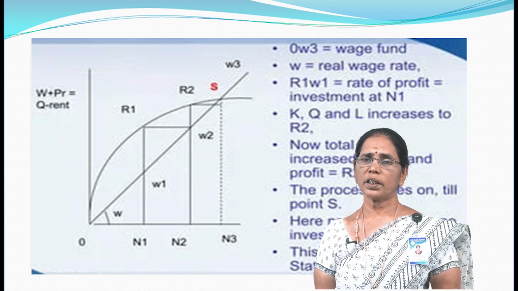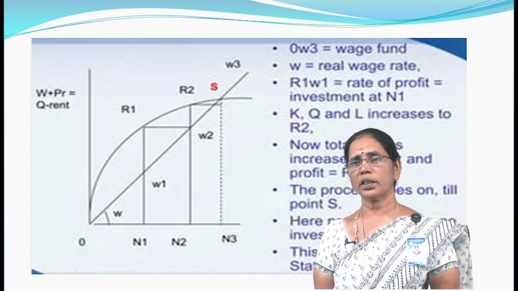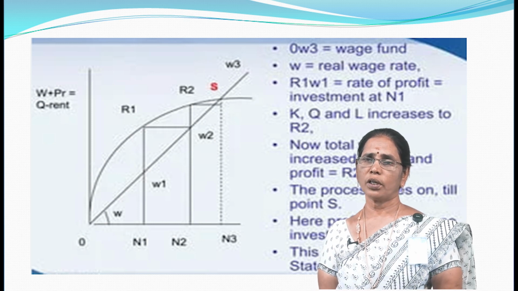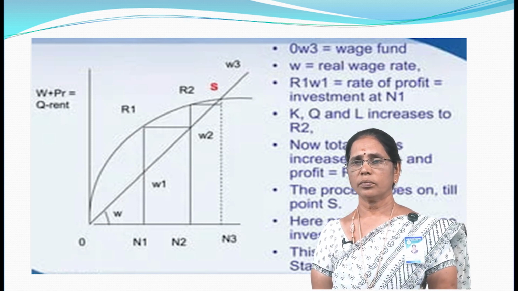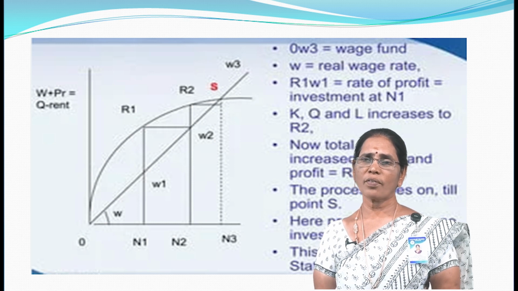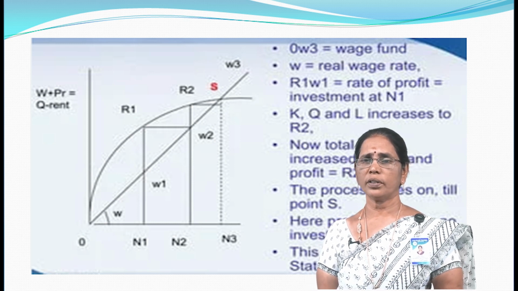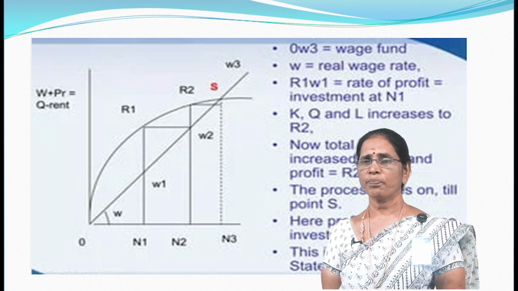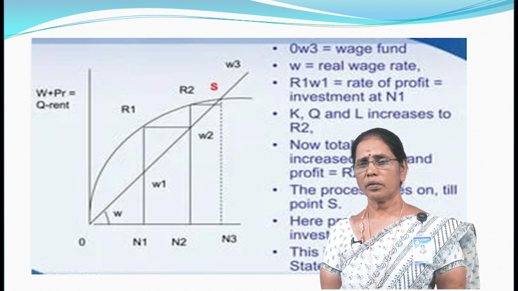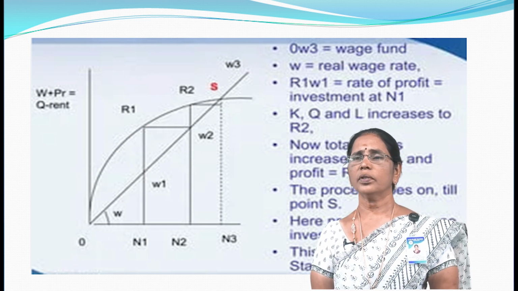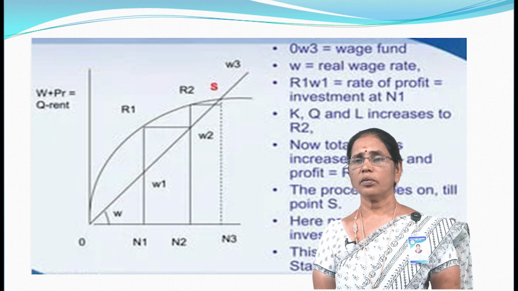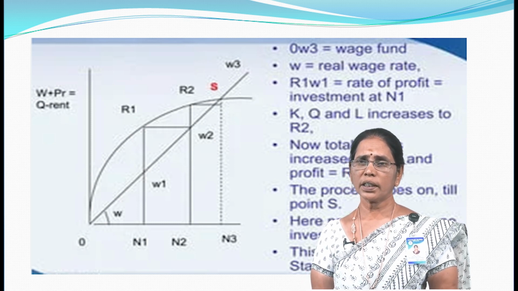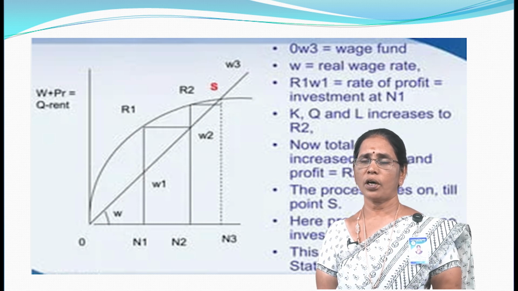When the population is increased from N1, N2, N3 up, then the wage also increases to W1, W2, and W3 levels. But the profit, which we measure as R1, R2, R3 or S level. Here we compare: when the population is increased from N1 to N3, wage also increases from W1 to W3, but the profit is increased only from R1 to R2.